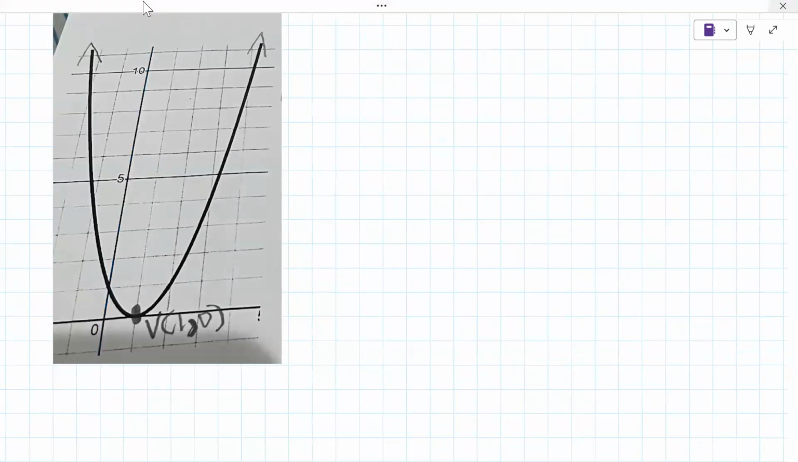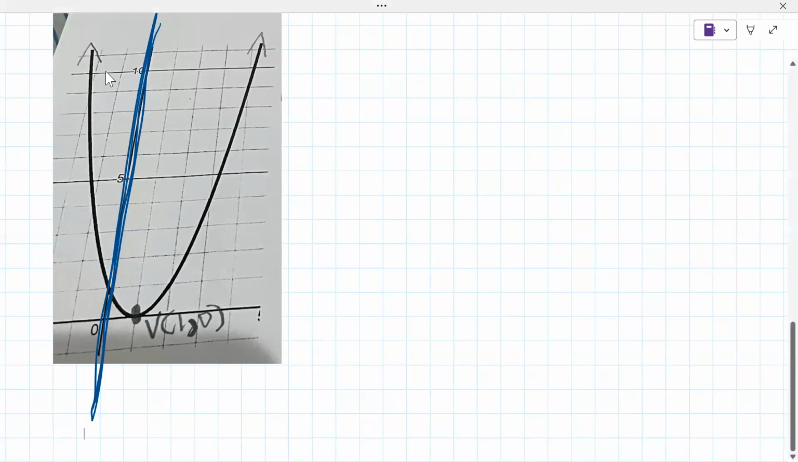Is it the same on the left and the right? Yes, it's the same. So you're saying that if you were to fold your paper right down the blue line and flip it over, it would be exactly the same over here.